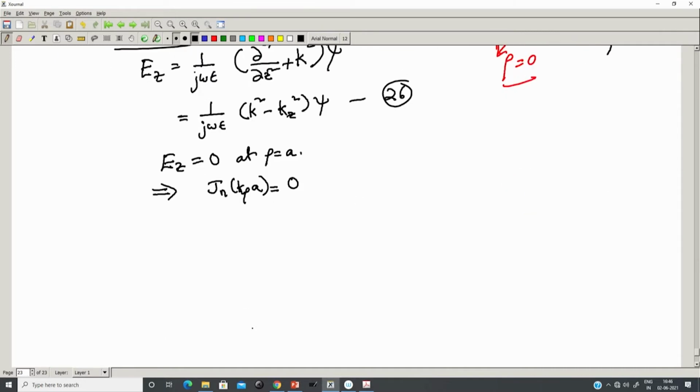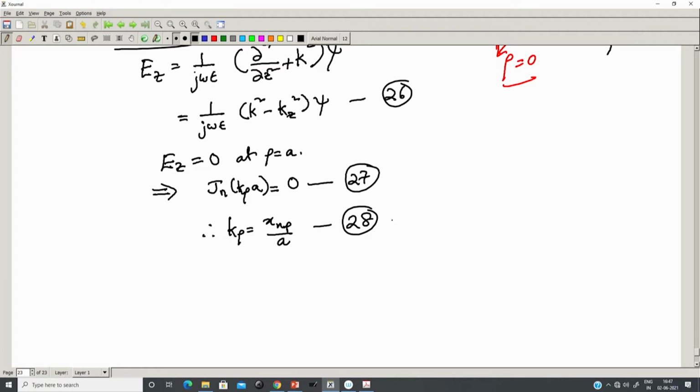So, corresponding to this, the eigenvalues for k rho will be determined. So, k rho will be equal to xnp by a, or k rho a is equal to xnp. So, these are the roots to this equation 27. So, xnp are the roots to equation number 27, corresponding to the zeros of the nth order Bessel functions of the first kind. We call this equation number 28.